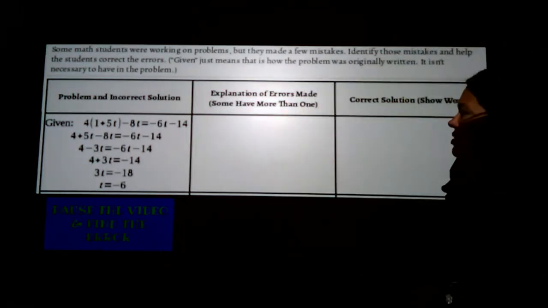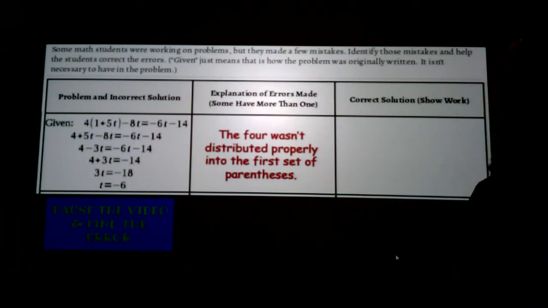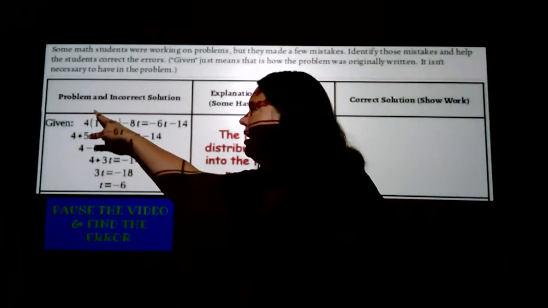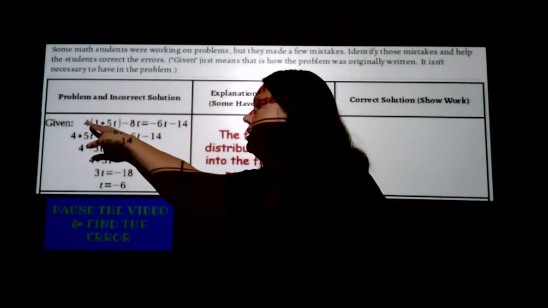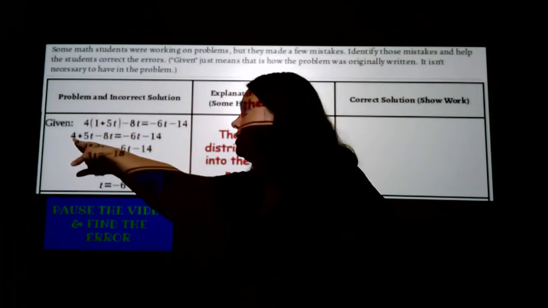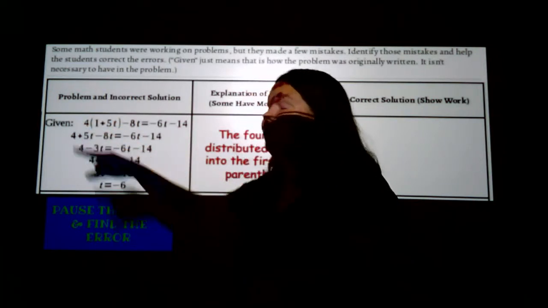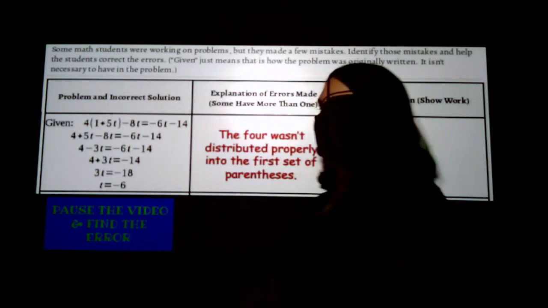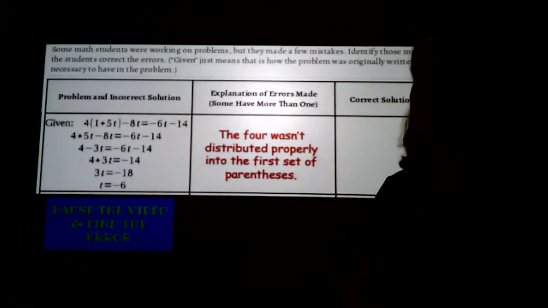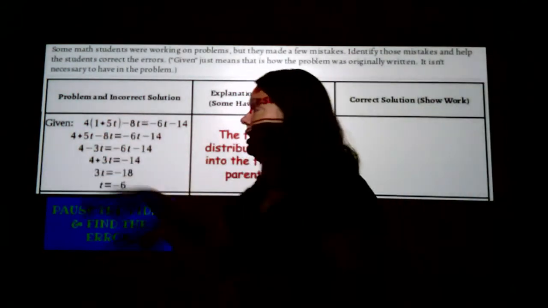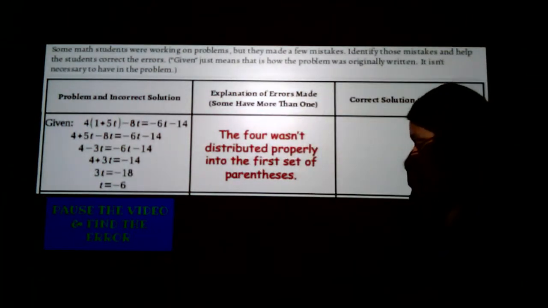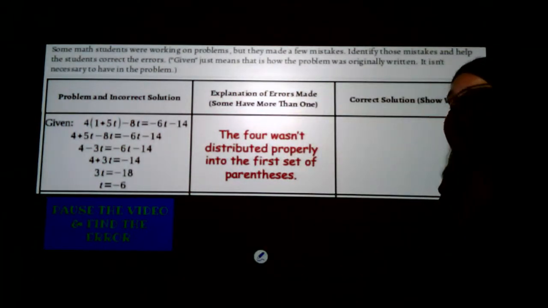All right, so in this one, 4 was not distributed properly. They did not take that 4 and distribute it to both terms. They did 4 times 1 is 4, 4 times 5 is 5. It's not 5. 4 times 5 is 20, so that should have been a 20t. So what we're going to do on your paper, you should follow along and see if we can fix it.